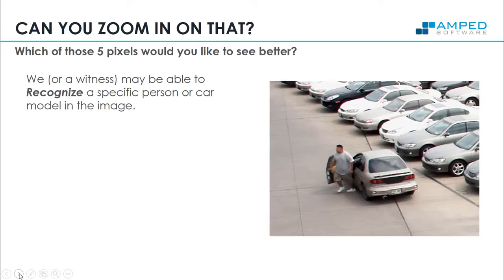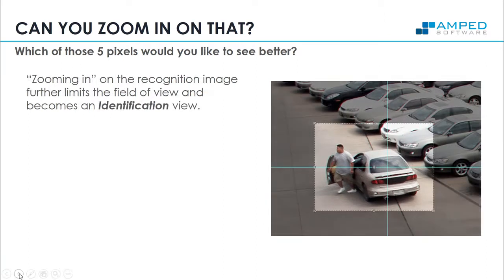Now, if you knew this person, you might be able to say, hey, yeah, that's so-and-so, right? Or that's so-and-so's car. You're not going to have enough pixels on target usually to run facial recognition or to run license plate recognition, but somebody who knows this person or knows this car might be able to say, oh yeah, that's Joey's Pontiac, right? I recognize him.